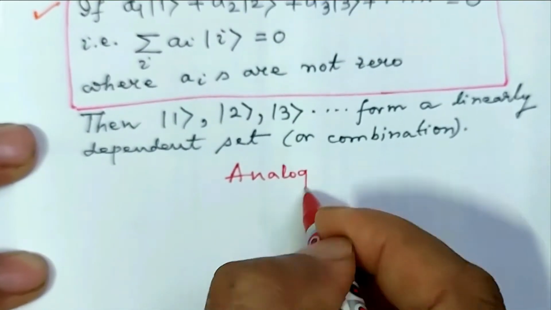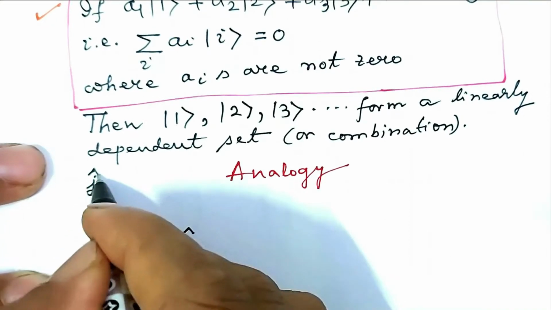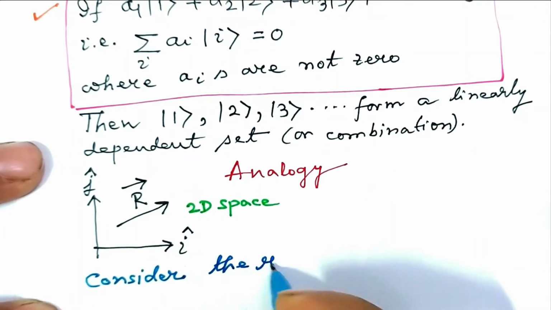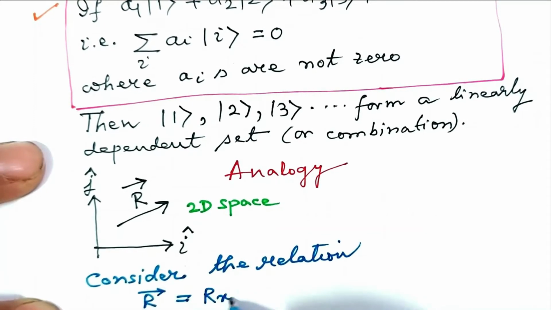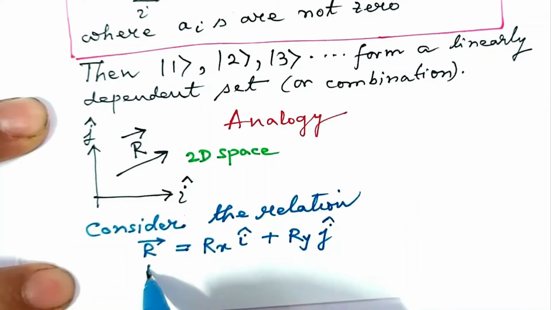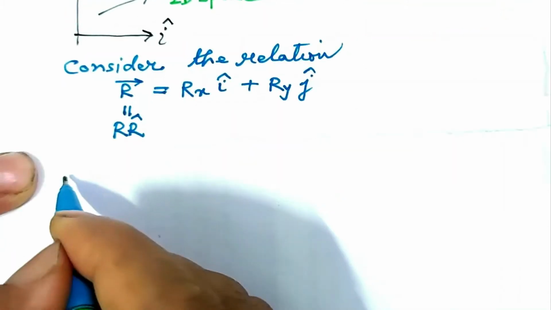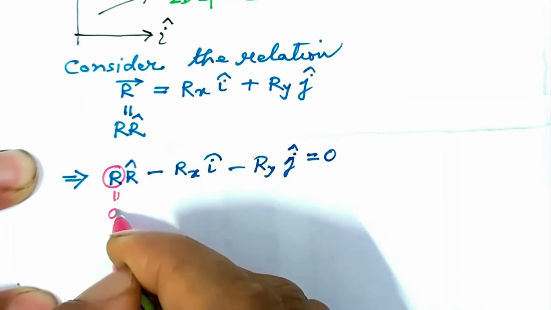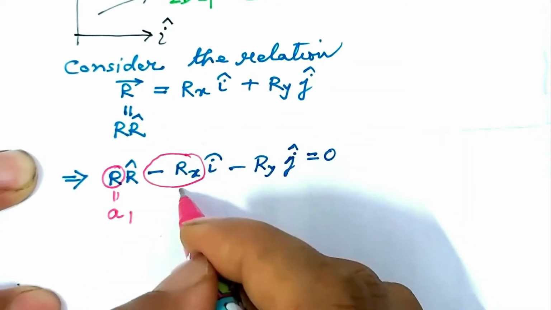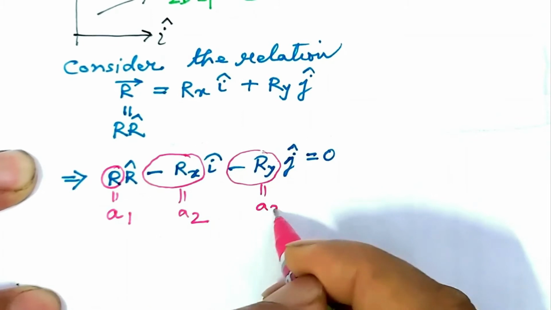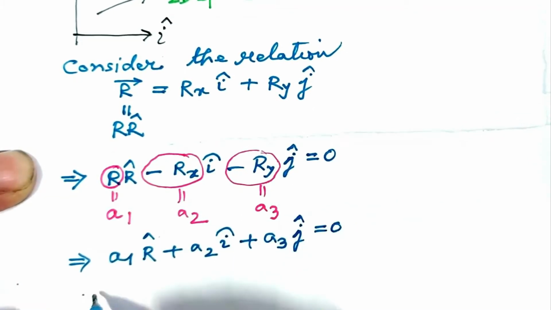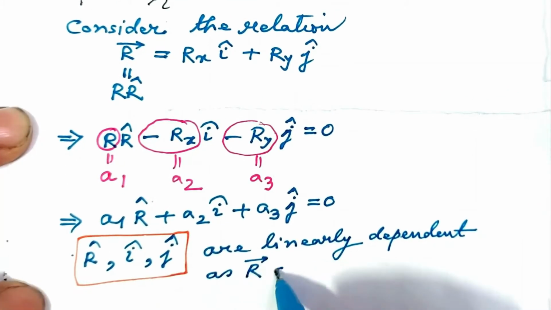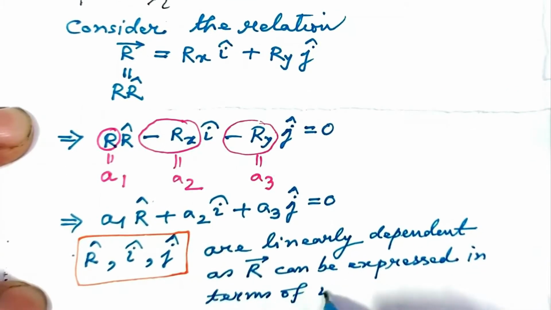Let us cite an analogy. This is i hat and this is j hat, and here is vector r. It is a 2D space. Consider the relation vector r equal to rx i cap plus ry j cap, and vector r equal to r into r cap. This implies, now let us put r to be a1, minus rx to be a2 and minus ry to be a3, and rewrite the relation. Clearly r cap, i cap and j cap are linearly dependent, as vector r can be expressed in terms of i cap and j cap.